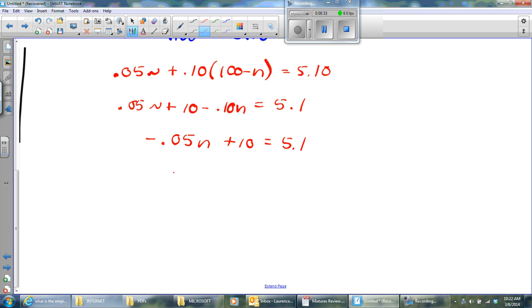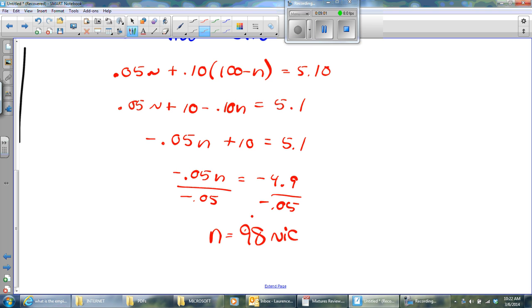I'm going to subtract the 10. And I'm going to get a negative 4.9, I believe. And I'm going to divide by a negative 0.05. All right, so let me do that division. Divided by 0.05, and I'm going to get 98. So we have 98 nickels. And then for the dimes, it would be dimes is equal to 100 minus the nickels. Well, that must be 2 dimes.